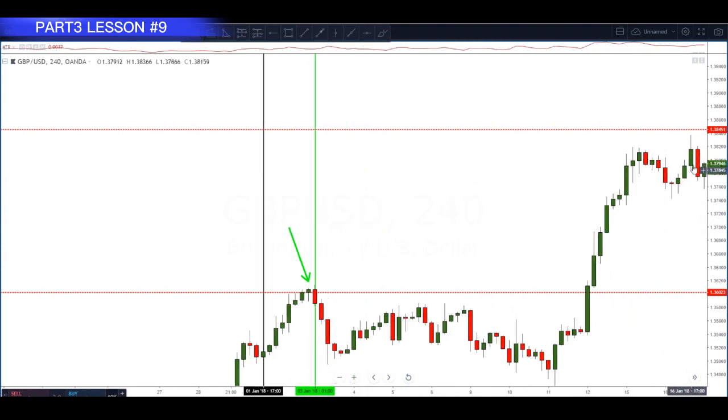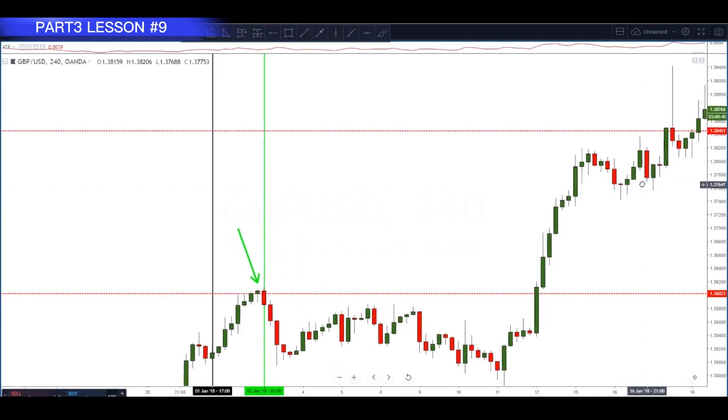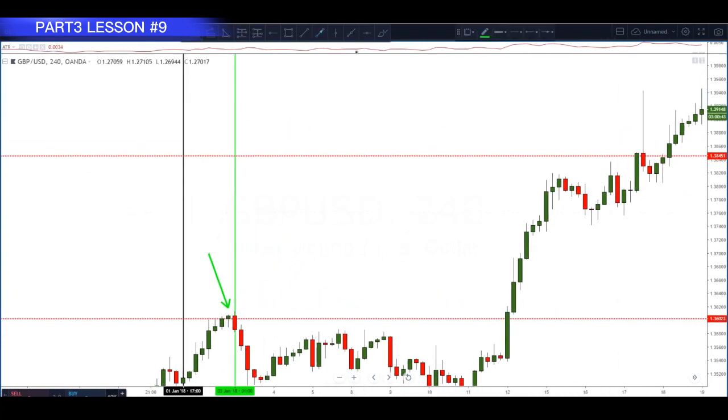Now that candle there would in fact make it to the zone. For me, we do have an actual aggressive entry there with our candlestick formation. Unfortunately, looks as though this entry did not provide a winning trade. So we'll mark that as a loser.